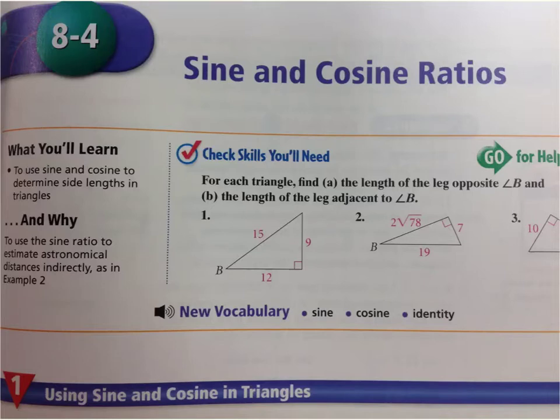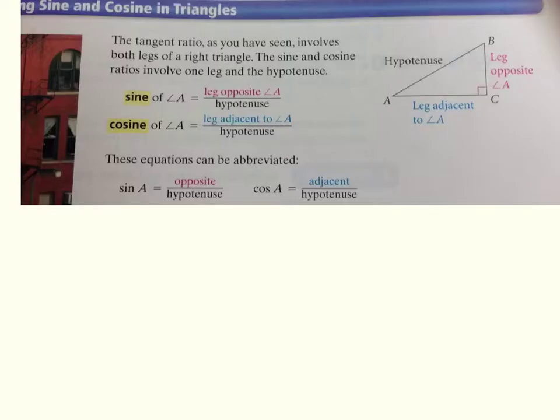In this lesson, we're going to use the sine and cosine to determine side lengths in triangles, and we're going to use the sine ratio to estimate astronomical distances indirectly. Just like tangent is opposite over adjacent, sine is going to be opposite over hypotenuse, and cosine is defined to be adjacent over hypotenuse.